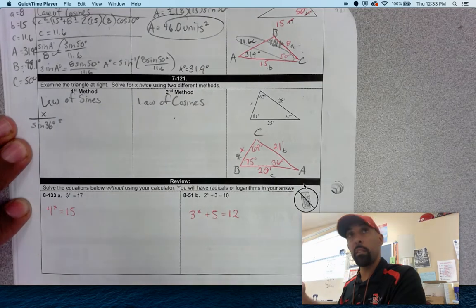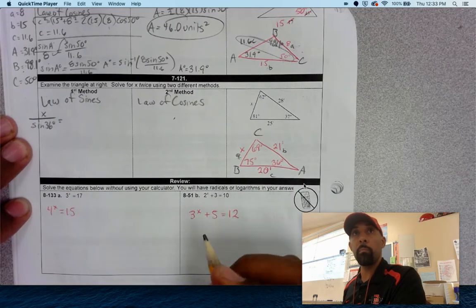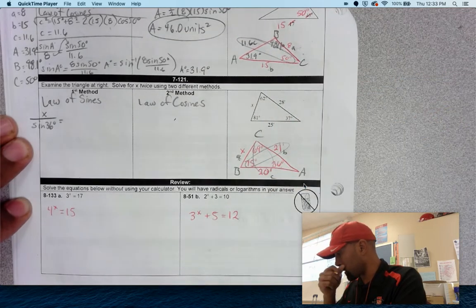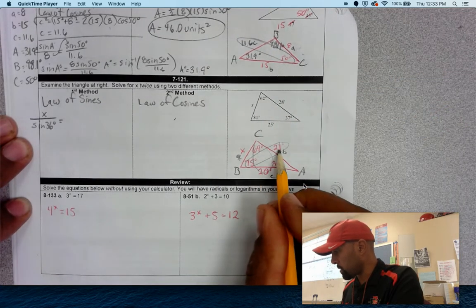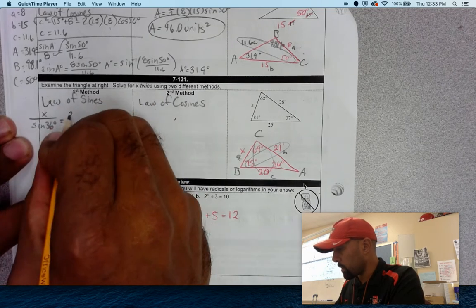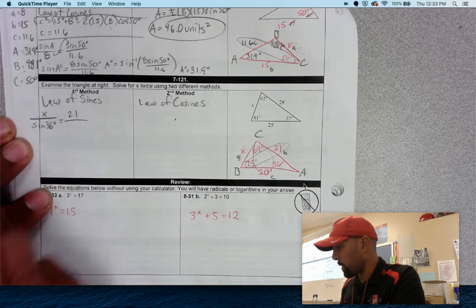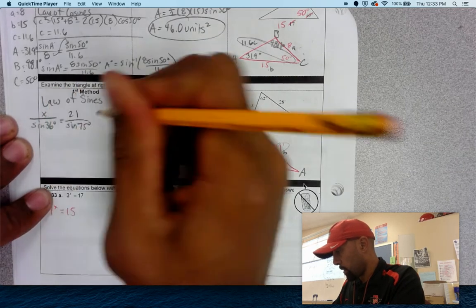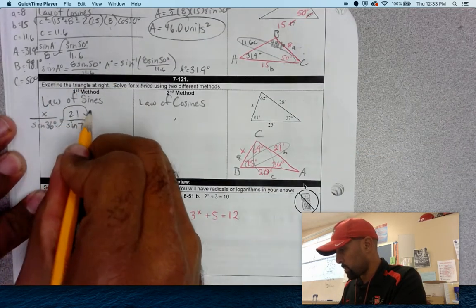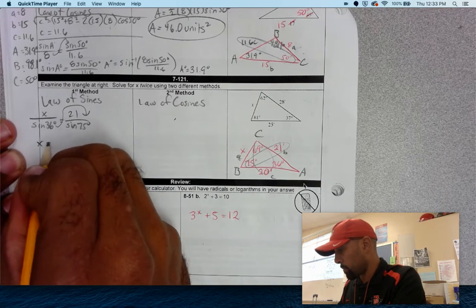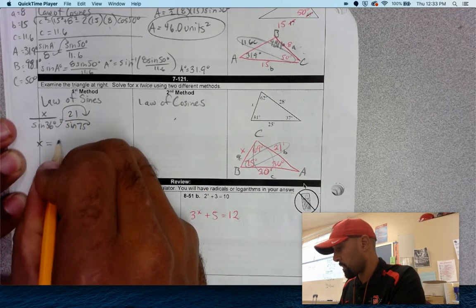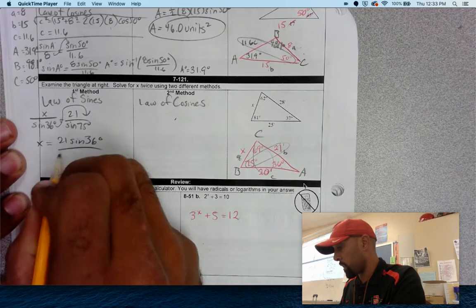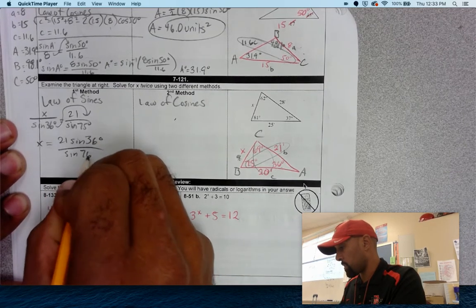And then remember, I just got to pick another angle side pair. So I could use this one, or I could use this one. Either one works. I'll use the 21 and 75 degrees. So the side goes on the top. The sine of the opposite angle goes on the bottom. Again, I'm just going to use my little shortcut here. Move that up to the other side. So now x equals 21 times sine of 36 degrees divided by sine of 76 degrees.